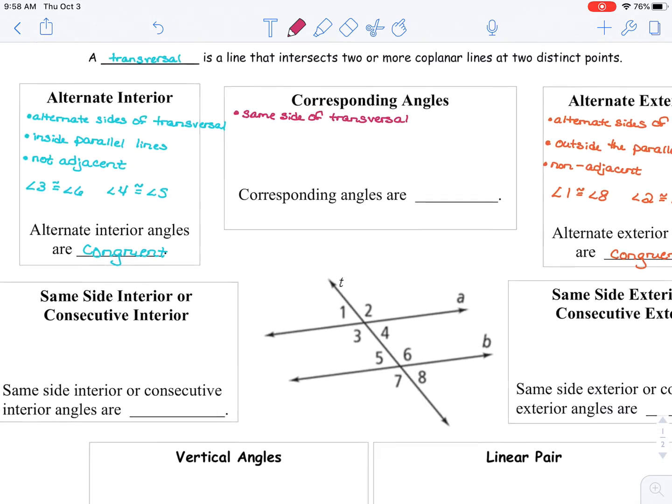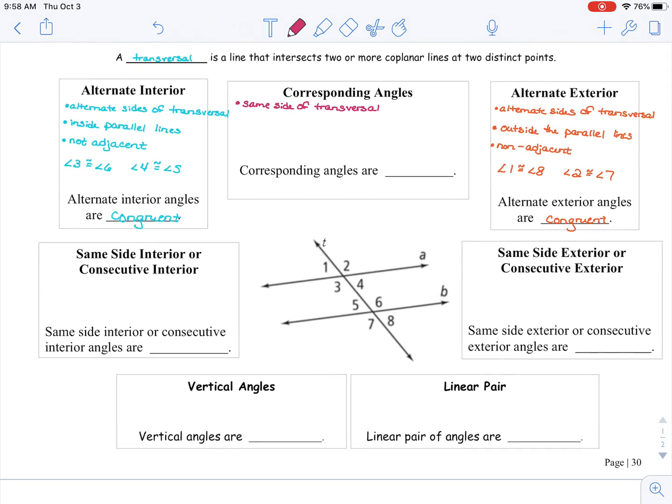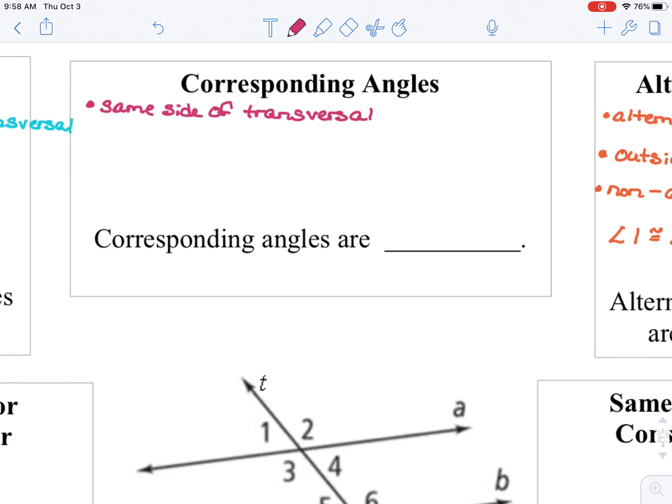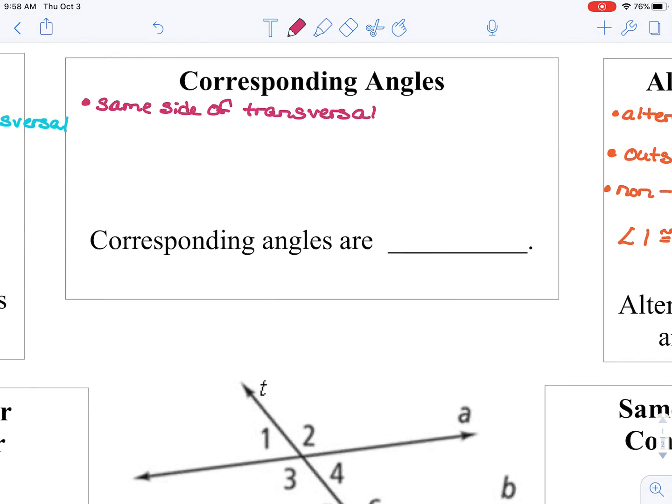If you've already read the other little rectangles on this page, later we're going to have same side interior. Later we're going to have same side exterior. These ones aren't either of those. So while they're on the same side of the transversal, one of the angles in the pair will be interior. One of the angles in the pair will be exterior. And again, none of these angles that we're labeling are adjacent to each other. So that's one way you can reason it out and find which ones these are.